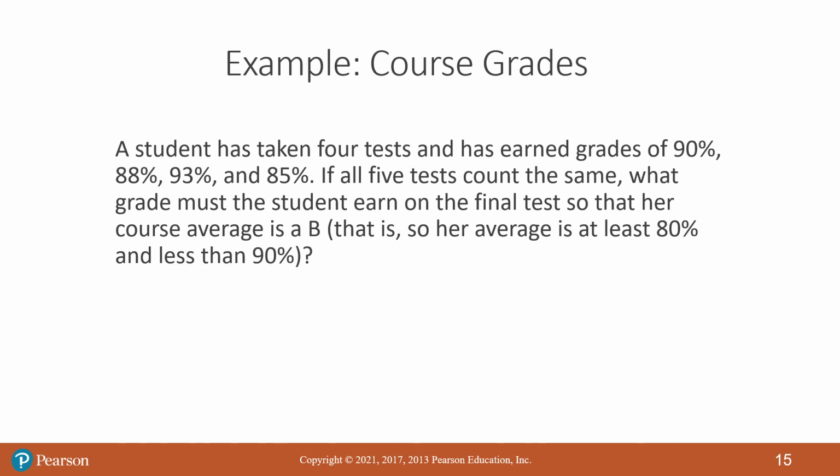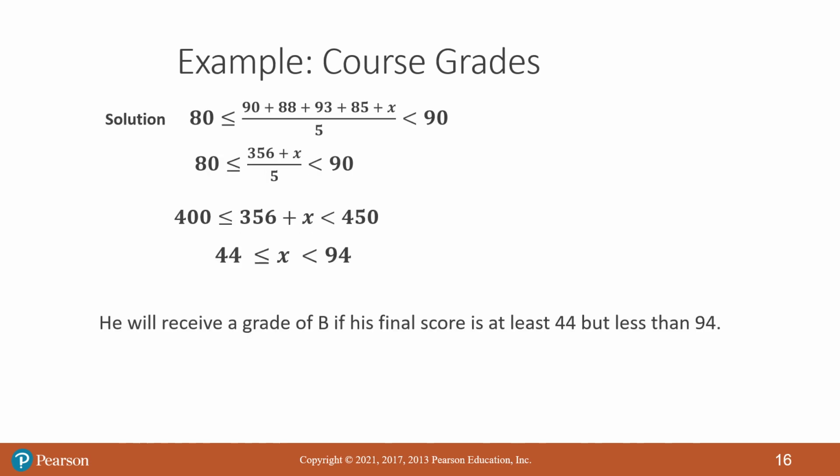Now, how do we set this problem up? Well, there are 5 tests total. All of the tests count the same. We want her average to be a B. That's between an 80 and a 90. It includes the 80, doesn't include the 90. In order to find her average, I have to add all of her grades up. And because she's taken 5 tests, I have to divide it by 5.